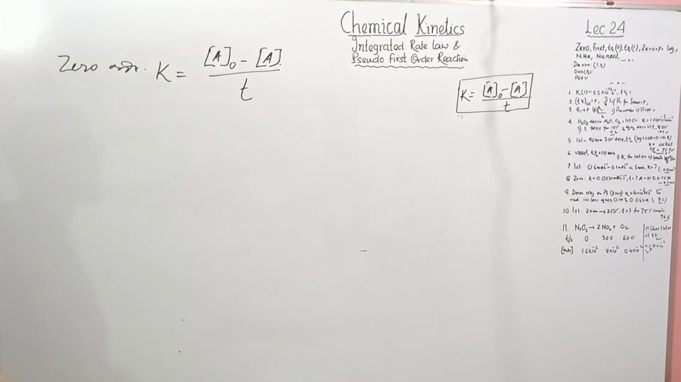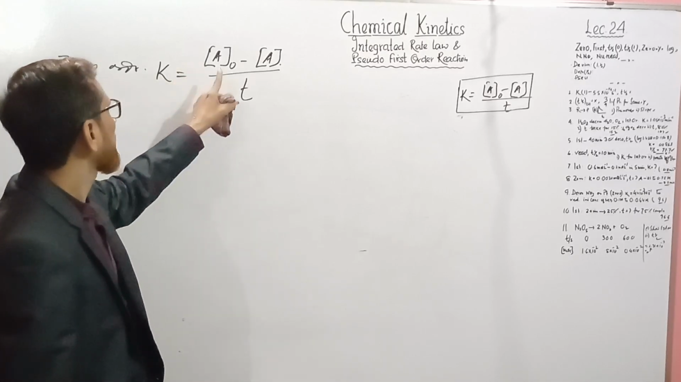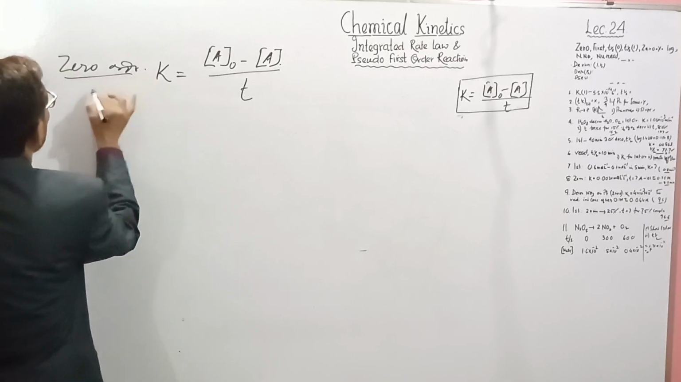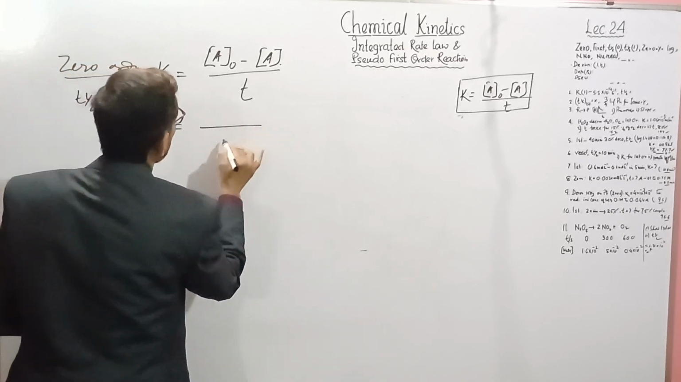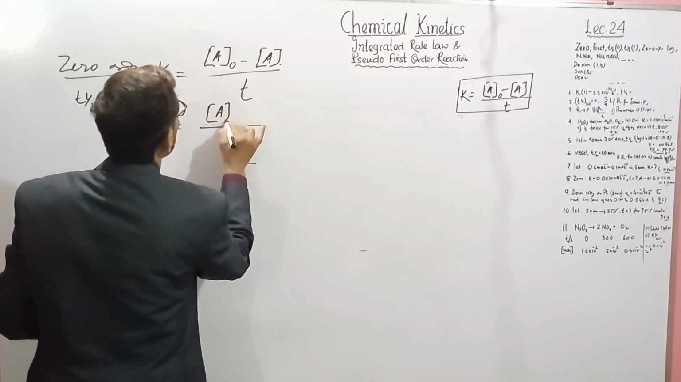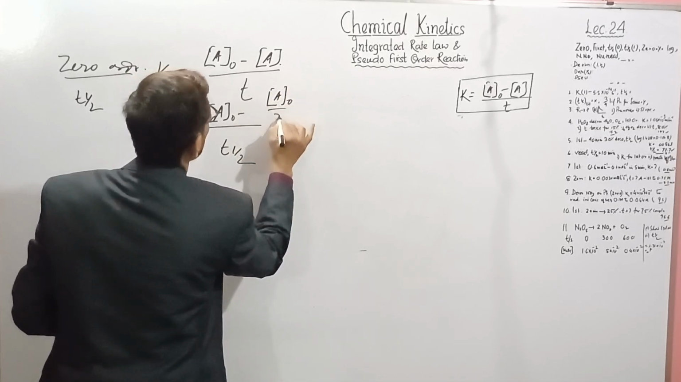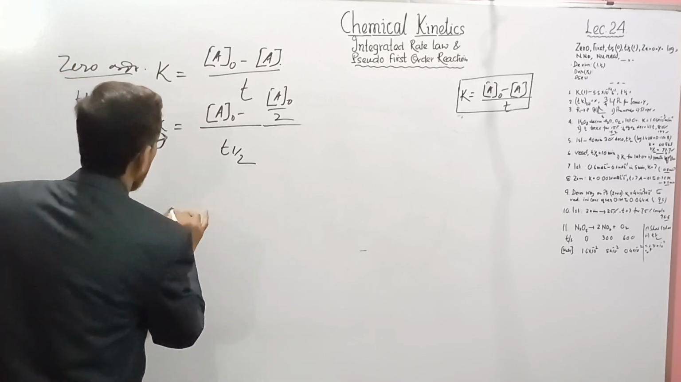At the very beginning I wrote, and I have shown you also how it is like that. K is equal to a naught minus a by t. So what is a T half for zero order reaction? That's in that time we have, so that becomes half of the initial concentration. Am I right?